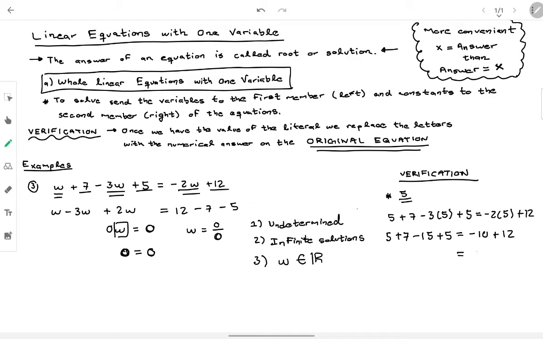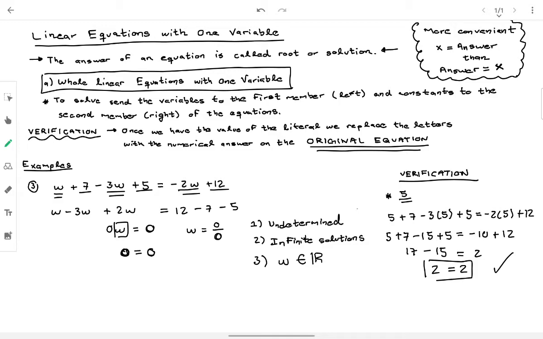So in this case, it's going to be 2 on the right part of the equation. On the middle part, it's 17 minus 15, that it's going to be 2 equals 2. So that means it is correct. So that's why in this case, we will have infinite solutions for our equation.